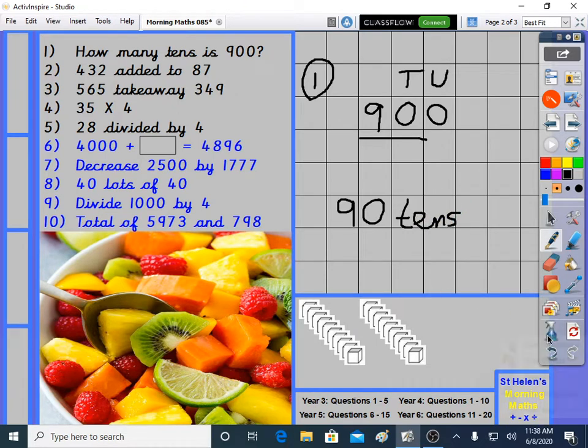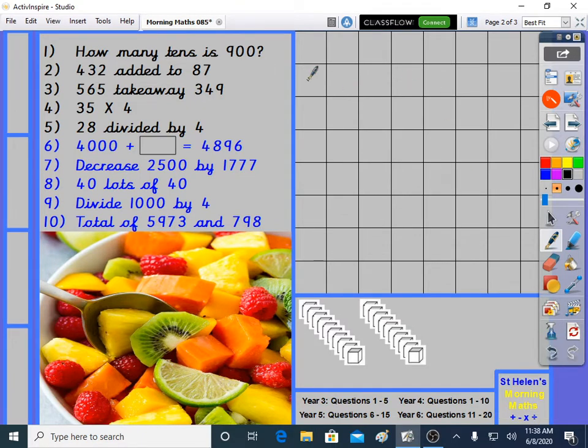And we're on question 2. 432 added to 87. Added to, that means plus, doesn't it? Add or plus, added to. So be careful with your lining up. It must line up down the right, which is this side here. It must line up straight down there. Pause if you need to copy.